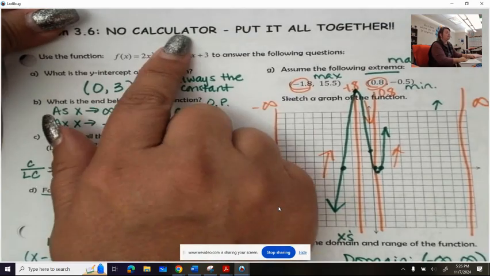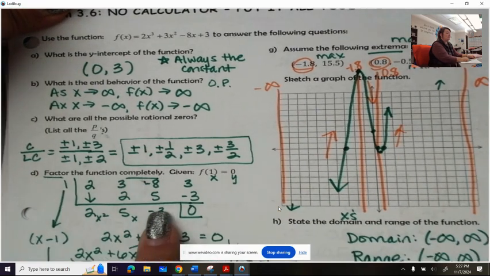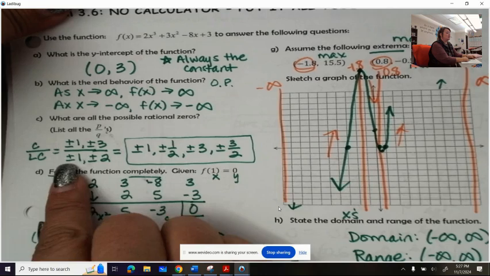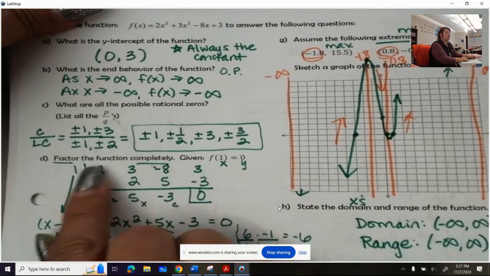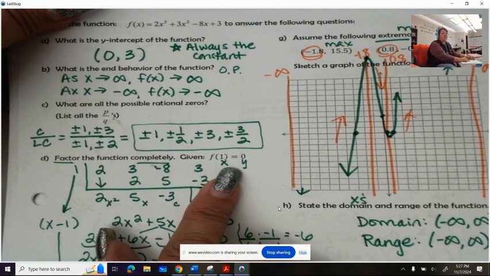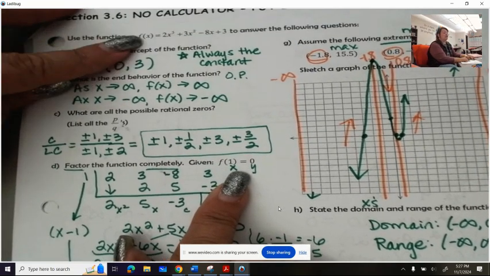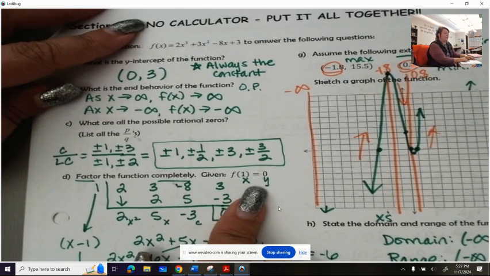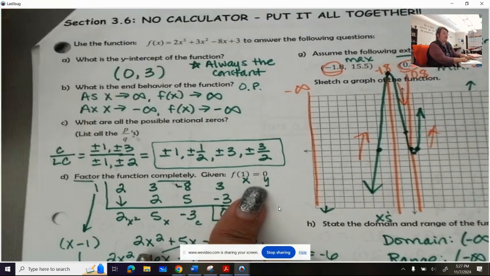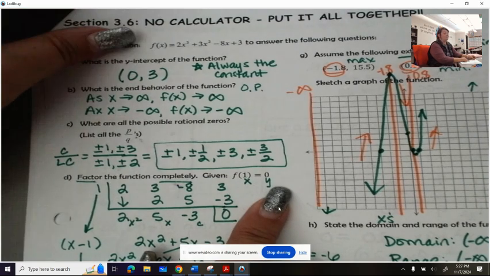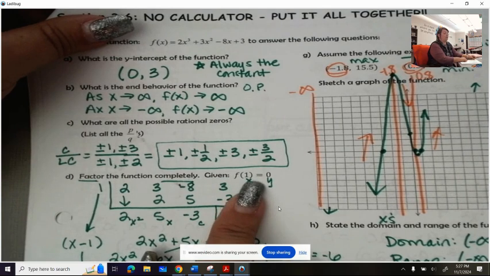This is all the possible rational zeros. This is what we did in 3.5, just listing out all the P's and Q's. Now it says factor completely, given a 0. So in section 3.5, we put this in the calculator to find a 0. And this is the no calculator part, so I have to give you one, so you don't have to type it in. I give you that when x is 1, y is 0. So that means that 1 is one of your roots.